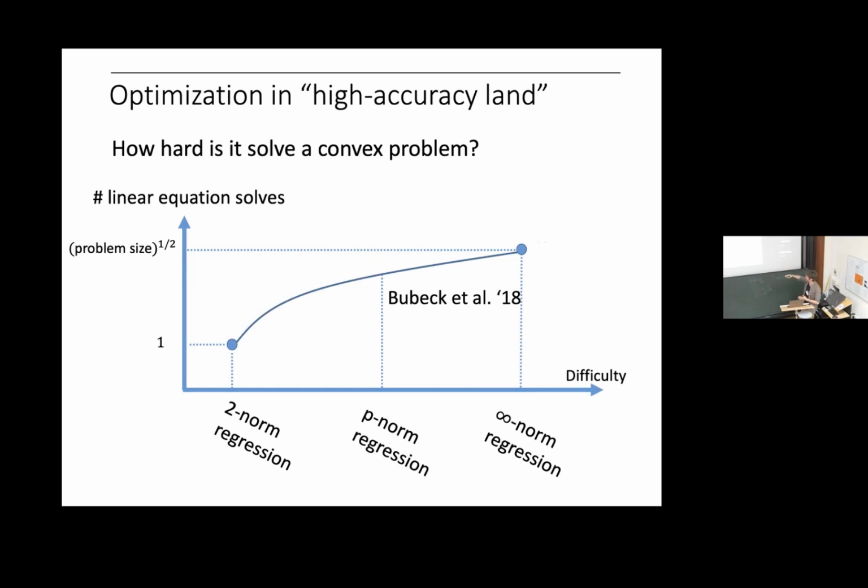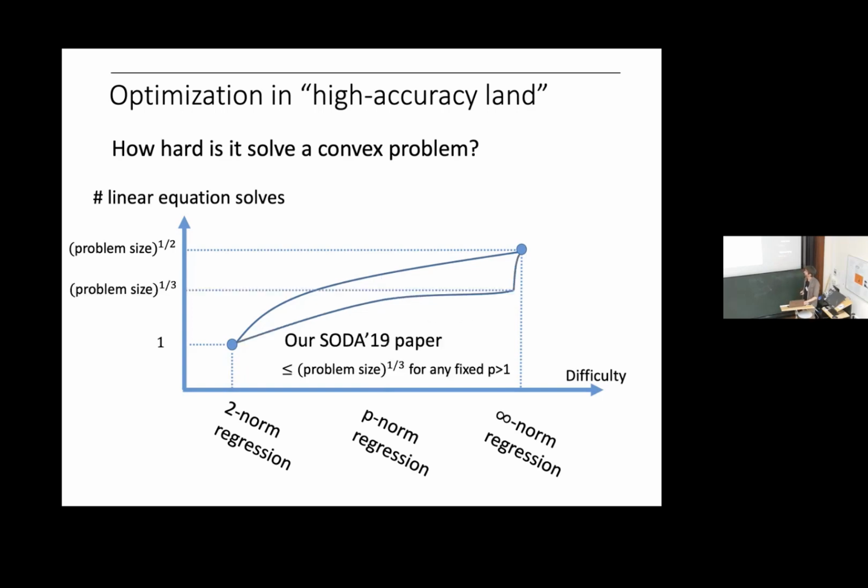It's a work of Bubeck et al., where as you approach p being 1, you get down towards just 1 linear equation solve. And then as p goes to infinity, it goes back to the normal square root of problem size number of linear equation solves. And they did this by finding a new homotopy that's different than interior point methods.